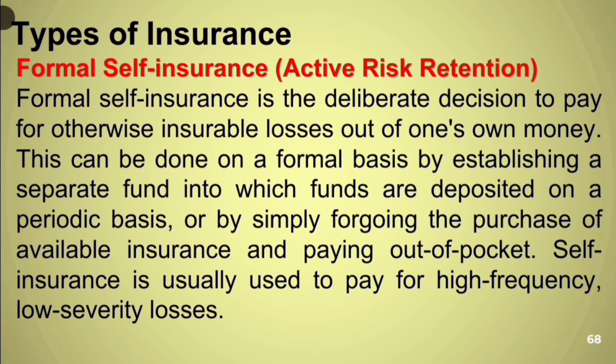Types of insurance. Formal self-insurance or active risk retention. Formal self-insurance is the deliberate decision to pay for otherwise insurable losses out of one's own money. This can be done on a formal basis by establishing a separate fund into which funds are deposited on a periodic basis, or by simply foregoing the purchase of available insurance and paying out of pocket. Self-insurance is usually used to pay for high-frequency, low-severity losses.